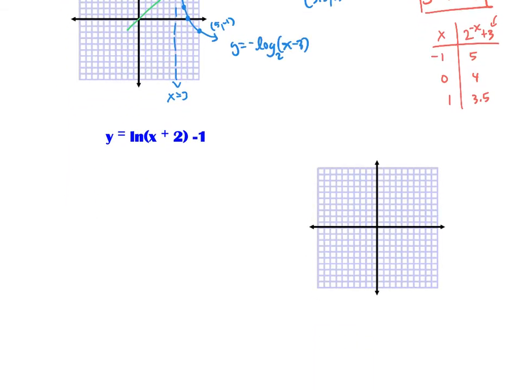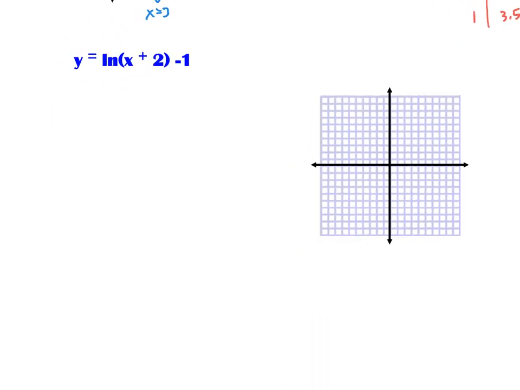Let's try another one. How about natural log of x plus 2 minus 1? Let's first find the inverse. x equals ln of y plus 2 minus 1. So x plus 1 is equal to ln of y plus 2. Now we rewrite in exponential form. That's e to the x plus 1 is equal to y plus 2. Therefore, y is equal to e to the x plus 1 minus 2. Okay, so e to the x plus 1 minus 2.